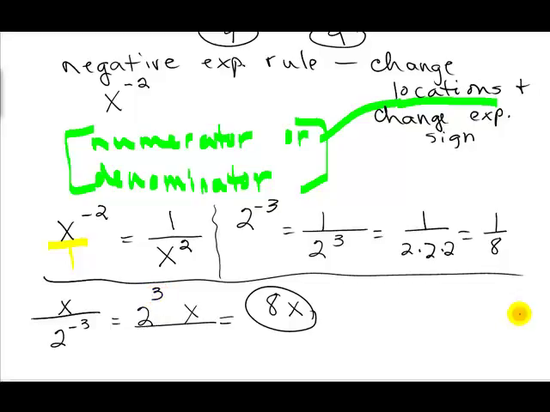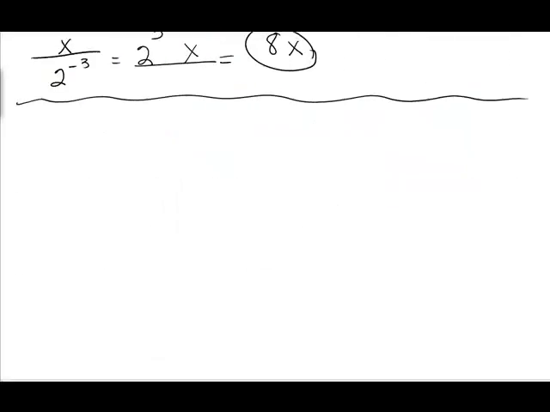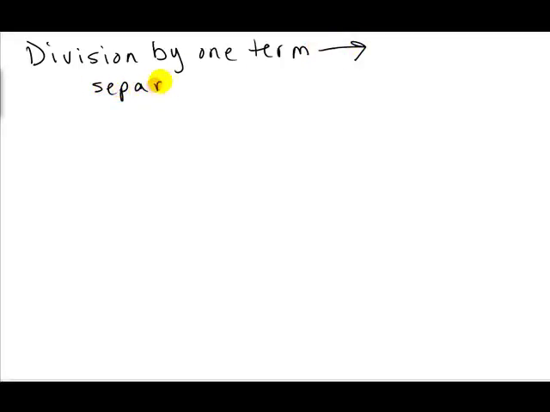We will use some of this knowledge that we've learned about the exponent rules to do division. If we have division by one term, what we want to do is separate into fractions and reduce.